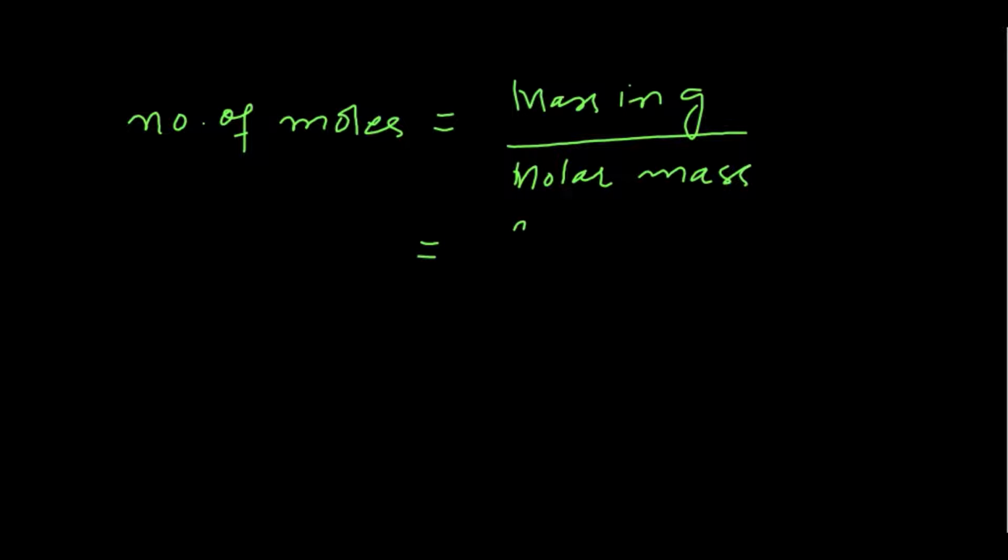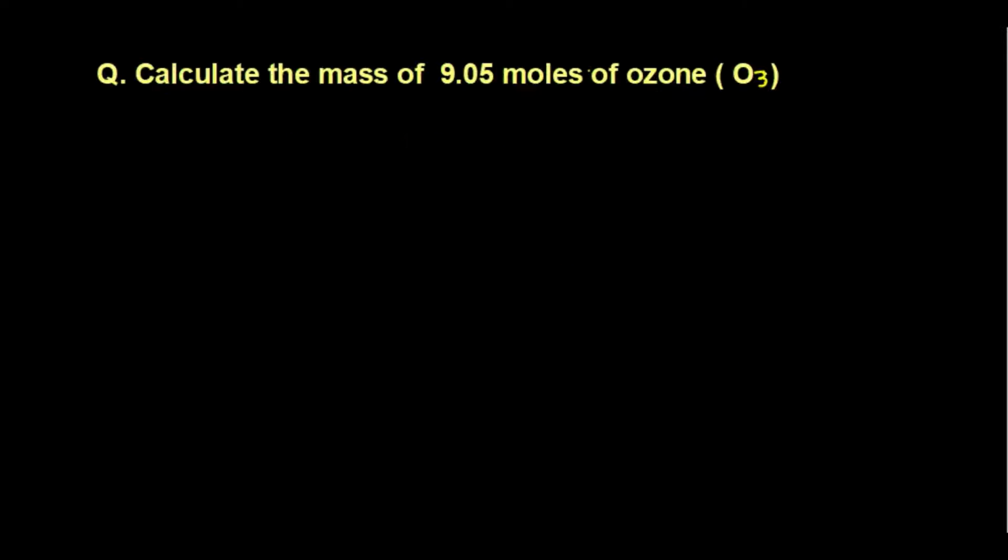Now we will put the values in this formula. What mass of coal is given? 9 gram. And what is the molar mass of coal, that is carbon? 12. We will get the answer which is 0.75. These are the number of moles which are present in 9 grams of coal. So the answer is 0.75 moles. I hope this question is clear to you. Now we will see what is the next question which is given.